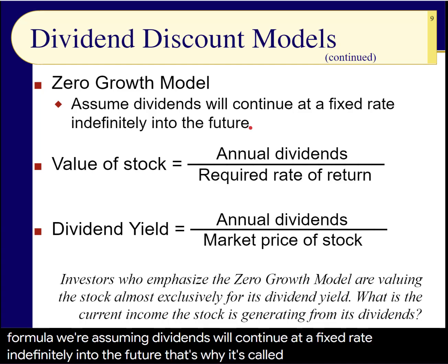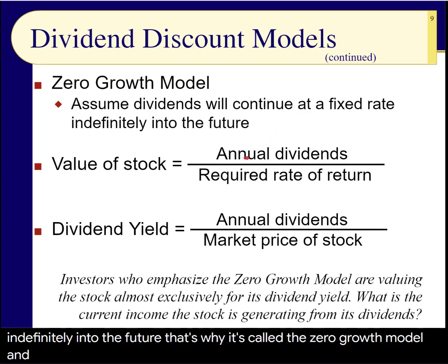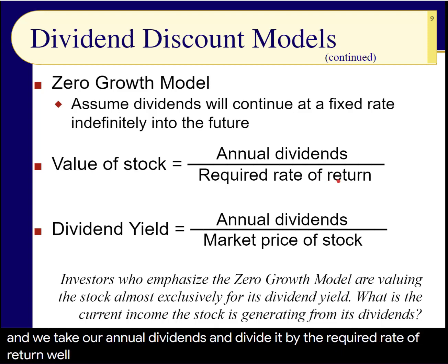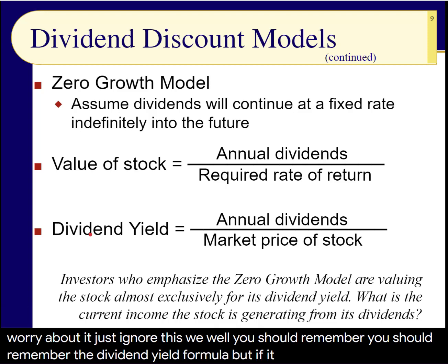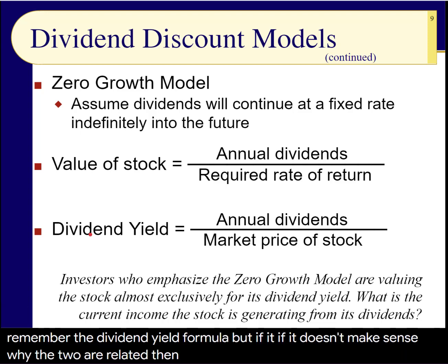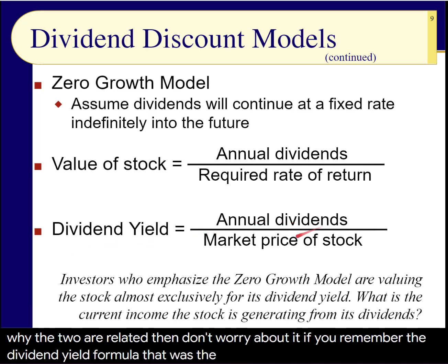That's why it's called the zero growth model. We take our annual dividends and divide it by the required rate of return. Well, if you remember back in chapter 5, and if you don't, worry about it, just ignore this. You should remember the dividend yield formula. But if it doesn't make sense why the two are related, then don't worry about it. If you remember the dividend yield formula, that was the annual dividends divided by the market price.